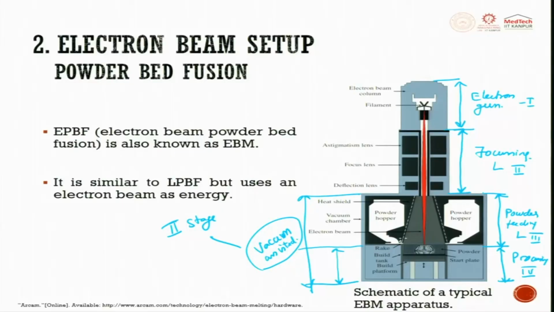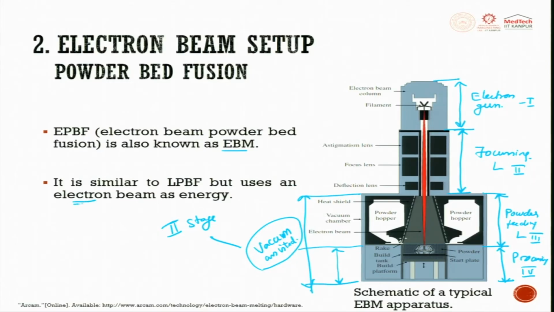So, that is easy. Gas cost is not so expensive. That is why people are still trying to buy laser beams compared to electron beams. Laser powder bed fusion is also known as laser beam machining. Using the same terminology in machining, electron beam machining is also there, where cutting is the predominant phenomenon. It is similar to laser powder bed fusion, but uses an electron beam as the energy source.